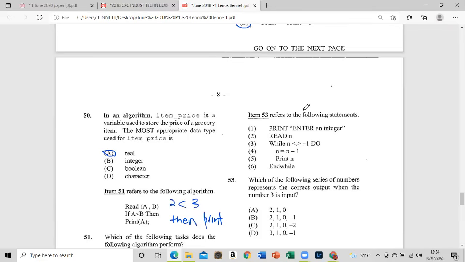Refer to the following statements: print enter an integer, read n, while n is greater than -1, do n equals n minus 1, print n, end the while. Which of the following series of numbers represents the correct output when the number 3 is input? So basically they are saying you should input 3 as n.